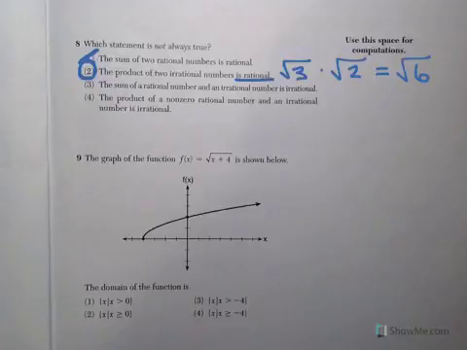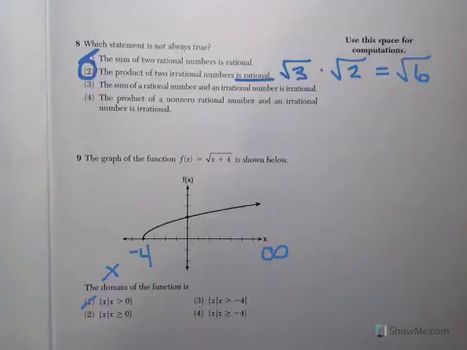Number 9. The graph of the function f of x equals the square root of x plus 4 is shown below. The domain of the function. So domain is the x values of this function. Well, let's see, our x goes as far left as -4, and as far right as, well, it's going on forever, so it's going to infinity. So the domain of the function, well, let's see, option 1 says that x is greater than 0. Well, it's true, but it doesn't include the negative up to -4.